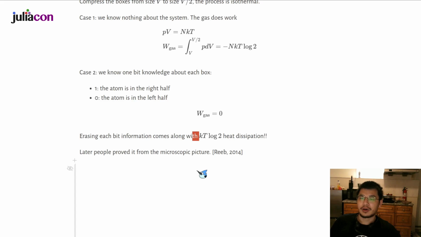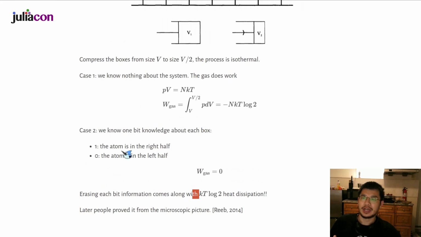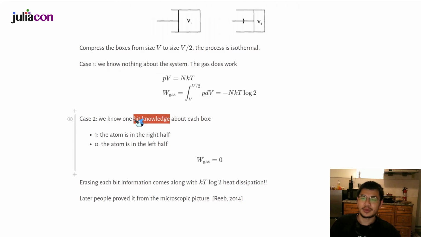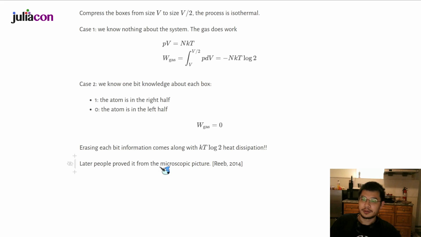Here we come to a very important conjecture called the Landauer's principle that erasing each bit information comes along with kT log 2 heat dissipation. We can see this point by relating to these two cases. In case 1, the original information system is more uncertain. By pushing the piston, we make it into a certain state. In case 2, since we have knowledge about the original state, the original system is in a certain state. It has no information. Hence, we erase information in the first case, but do not erase information in the second case. Later, people proved Landauer's principle rigorously from quantum dynamics.